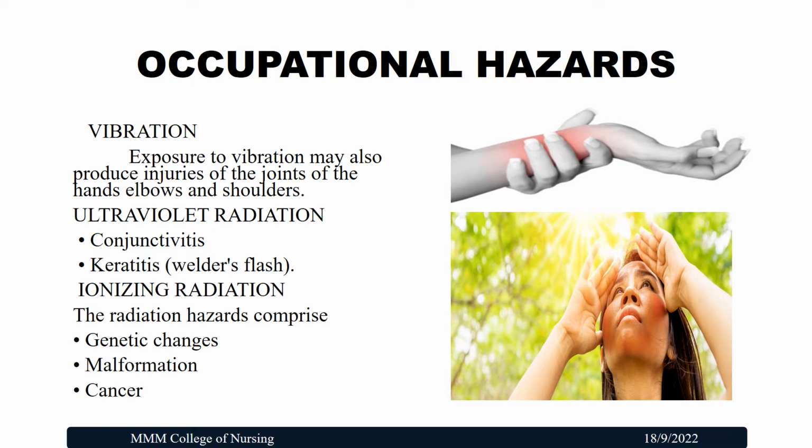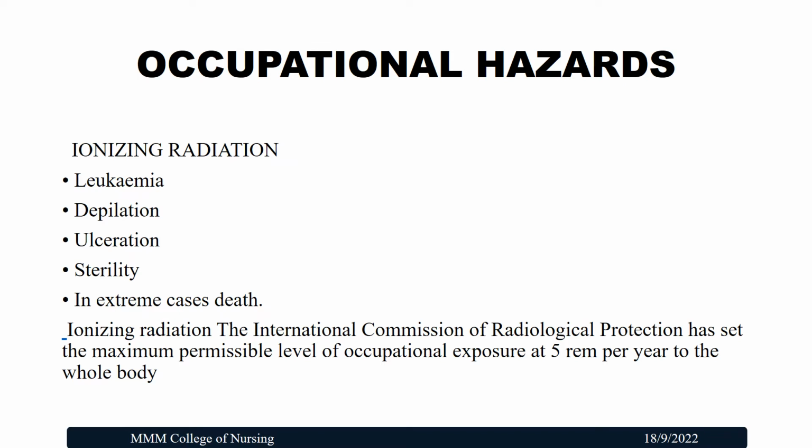Ionizing radiation: exposure to radiation leads to genetic changes, malformation, cancer. They may develop leukemia also, depletion, ulceration, sterility. In extreme cases, death also may happen. The International Commission on Radiological Protection has set the maximum permissible level of occupational exposure at 5 rem per year to the whole body.